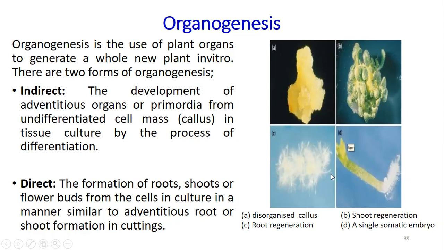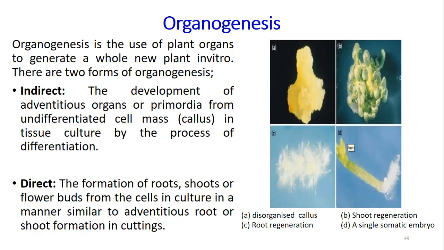The C shows you root regeneration, and clearly this root regeneration is not from the callus because you can't see any callus within there. You have roots developing into roots, and that's root regeneration. And for the D, you have a single somatic embryo, which has also been isolated and can be used to regenerate into a whole new plant.